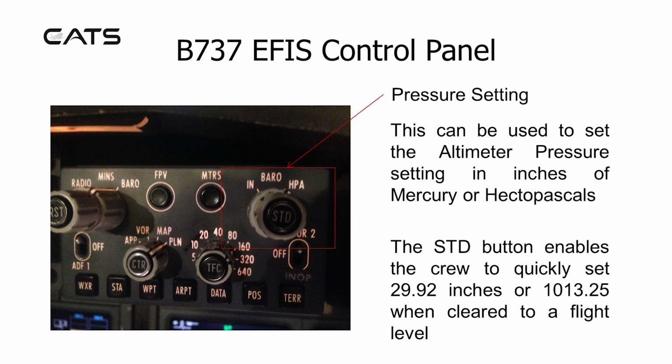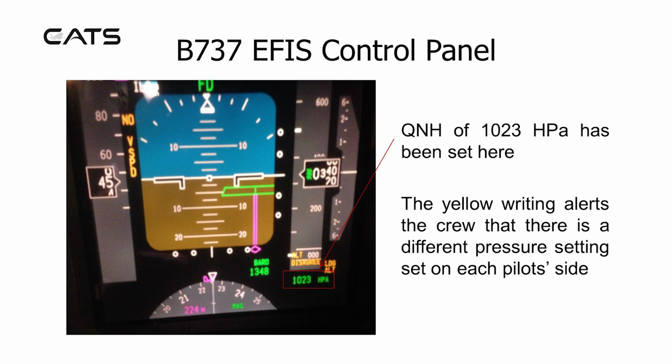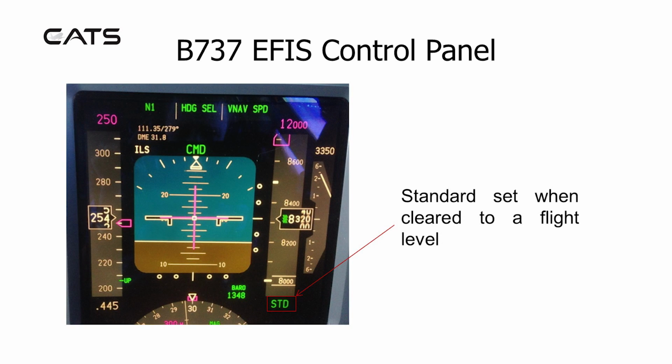Pressure setting, baro. This can be used to set the altimeter pressure setting in inches of mercury or hectopascals. The standard button enables the crew to quickly set 29.92 inches or 1013 when cleared to a flight level. The QNH of 1023 hectopascals has been set here. The yellow writing alerts the crew that there is a different pressure setting set on each pilot's side. The standard is set when cleared to a flight level.